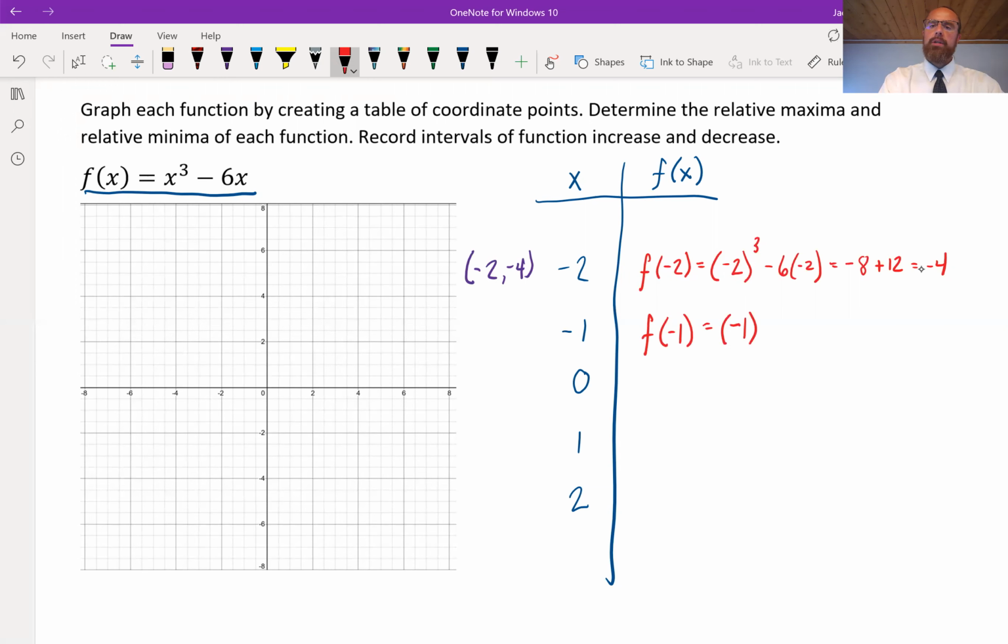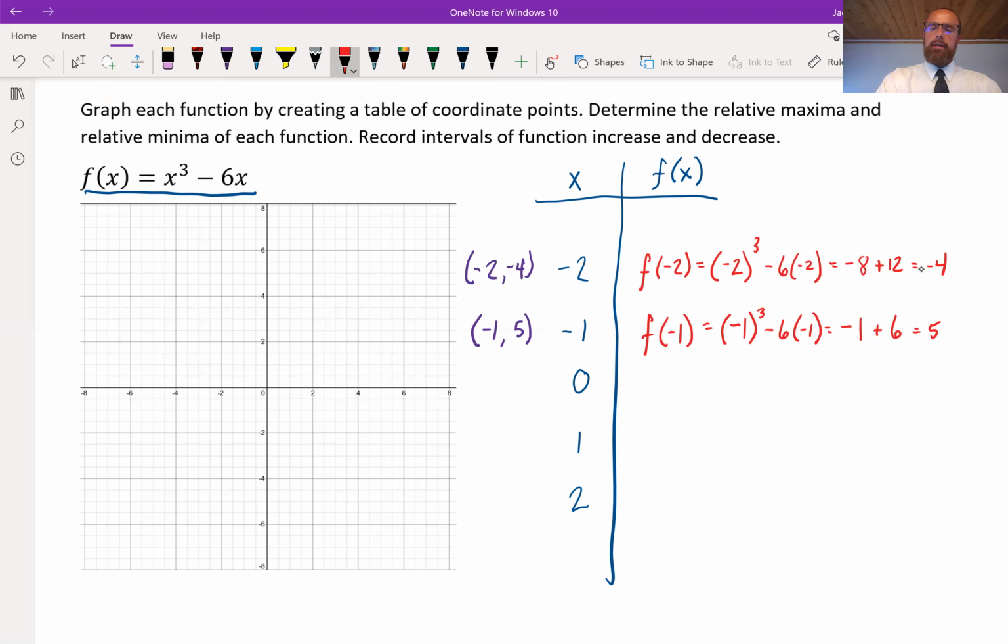So here I'm replacing all the x's with -1. So -1 cubed minus 6 times -1. -1 cubed is -1 times -1 times -1. That's -1. -6 times -1 is plus 6. -1 plus 6 is 5. So that function has climbed a lot from -2 to -1. Started with the value of -4 at -2, and then it's at +5 with -1.